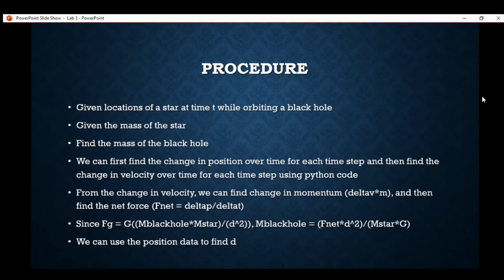Using the change in velocity, we can find change in momentum, and then we can plug in Newton's second law, where the net force is equal to the change in momentum over the change in time. And since we know the equation for the force of gravity, we can set F net equal to Fg, and then we can arrange this to solve for the mass of the black hole. And we can use the position data that was given to us to find the distance at each time step.